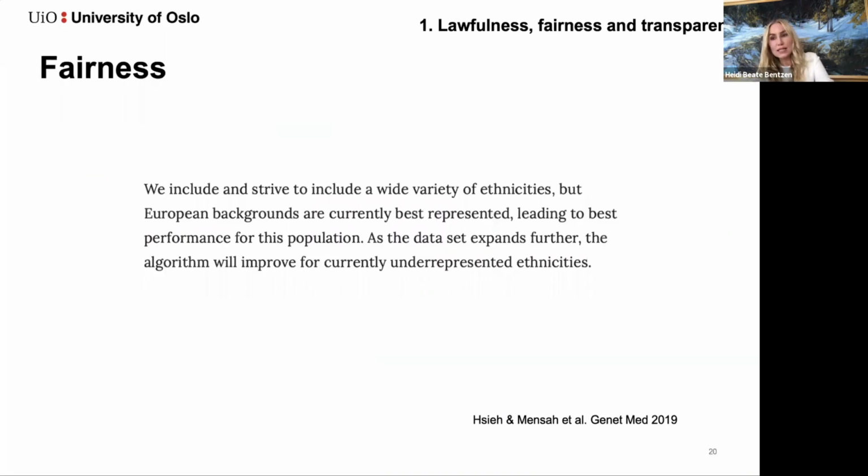Fairness is the last element of the first principle. AI, for instance, can be both sexist and racist, and the principle of fairness entails that the data processing should be fair in relation to the data subject. This means, for instance, that one should strive to avoid bias, and one should disclose any potential bias in the data. And this is then an example of how this was done, from the article I mentioned on the previous slide.